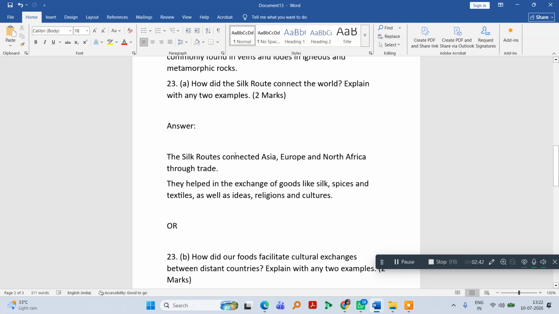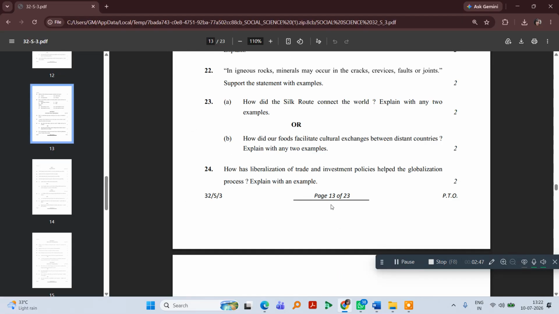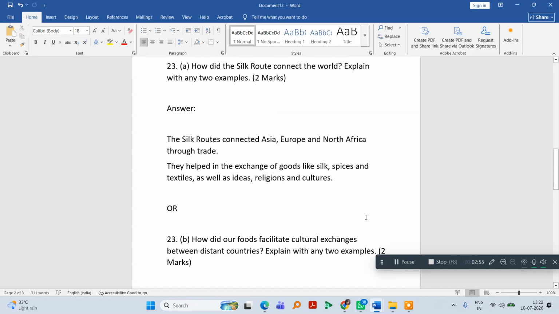How did the Silk Route connect the world? Explain with any 2 examples. This is the question. So the answer is as follows. The Silk Route connected Asia, Europe, and North Africa through trade. This greatly helped in exchange of goods like silk, spices, and textiles, as well as ideas, religions, and cultures.